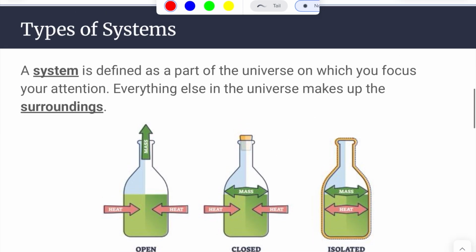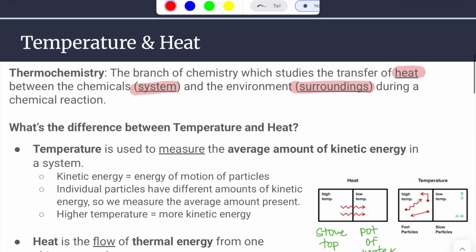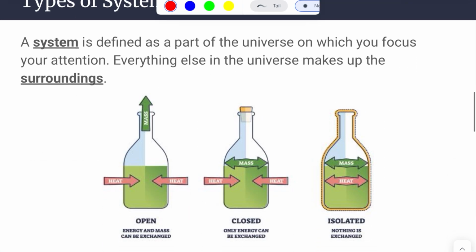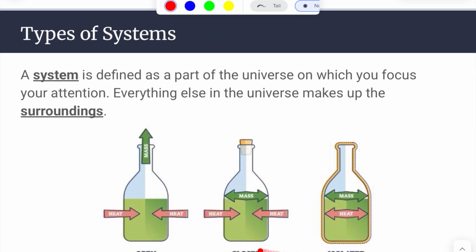All right, so we talked about heat flowing between a system and its environment, the surroundings. We can define systems in many ways. The definition of a system is that part of the universe that we want to focus our attention on. And then we can classify everything else as the surroundings.